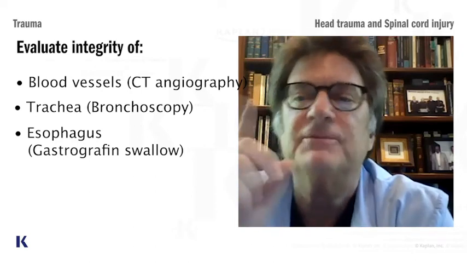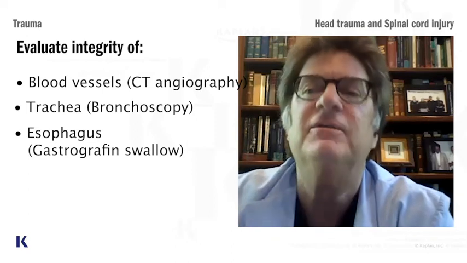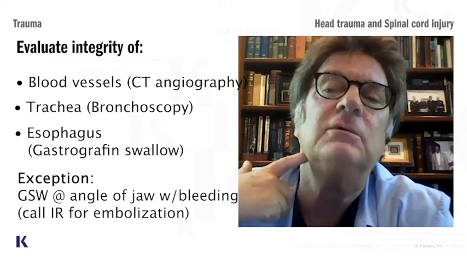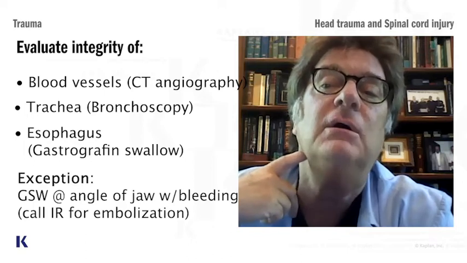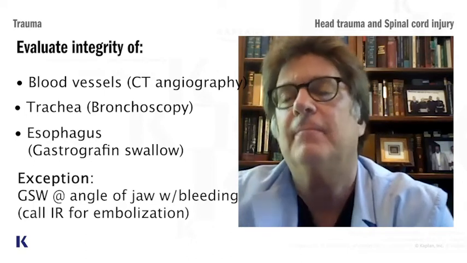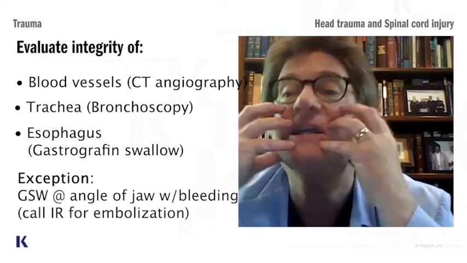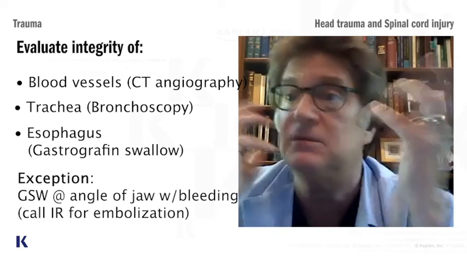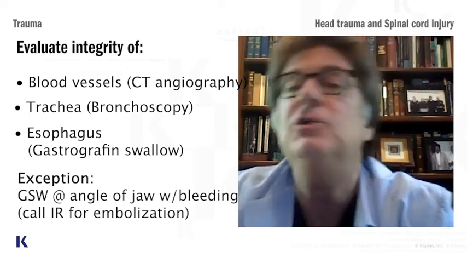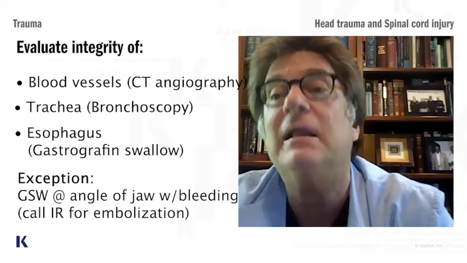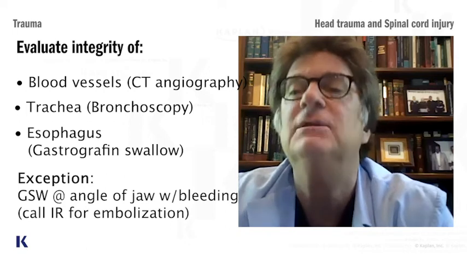There's one exception which they're going to test you on, and you need to know. Listen carefully. If you have a gunshot wound at the angle of your jaw, and you are bleeding, you can't go to surgery because you can't take apart the skull. You can't take apart the skull. So if you have a bleeding gunshot wound at the angle of the jaw, you call interventional radiology for angiographic embolization.